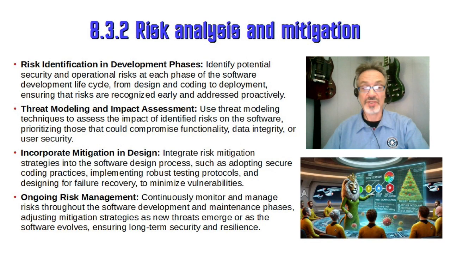8.3.2 Risk Analysis and Mitigation. This subtask is all about identifying, assessing, and mitigating risks at each stage of the software development lifecycle. Understanding how to perform risk analysis and implement mitigation strategies is essential for passing the exam. Risk identification in the development phase. The first step is identifying potential security risks during each phase of the development lifecycle, from design and coding to deployment. Recognizing risks early allows for proactive mitigation, reducing the chance of vulnerabilities being introduced into your software.